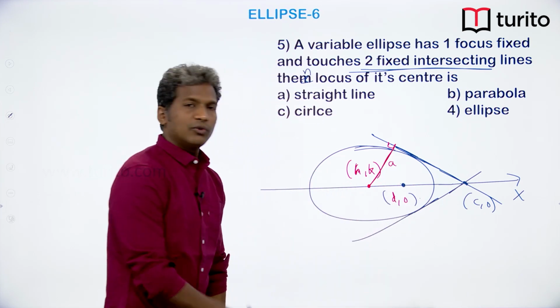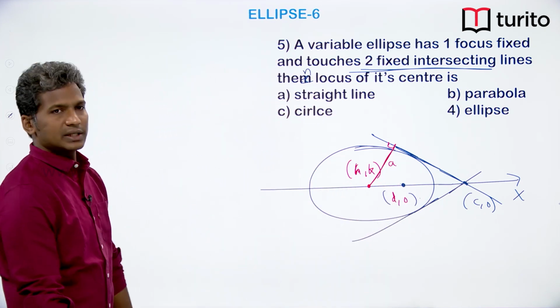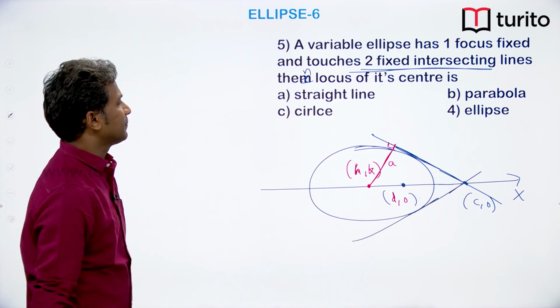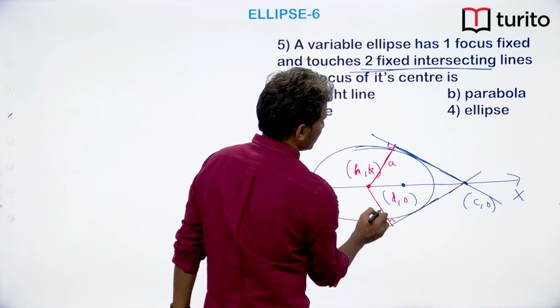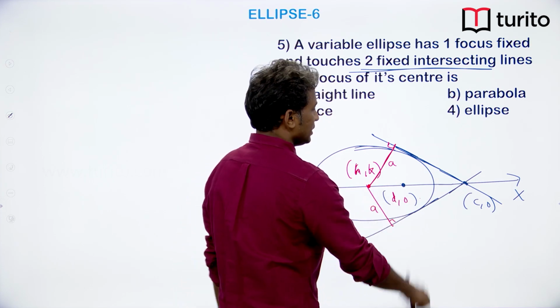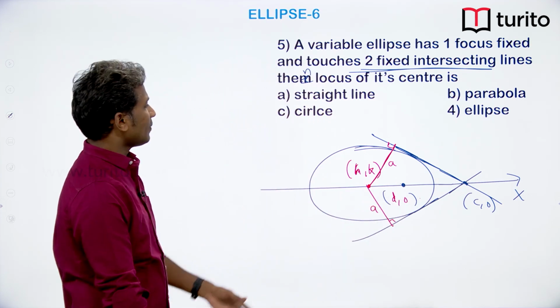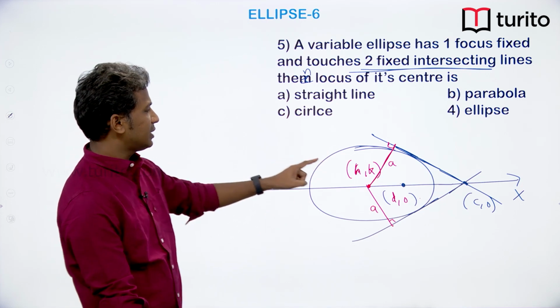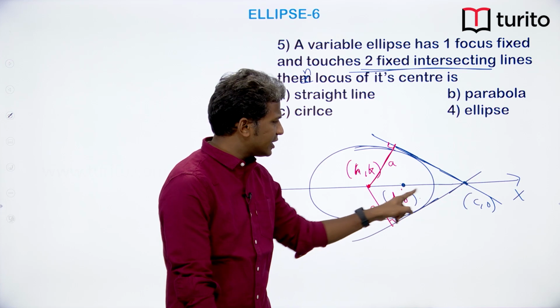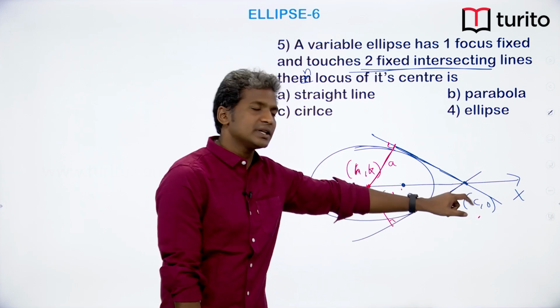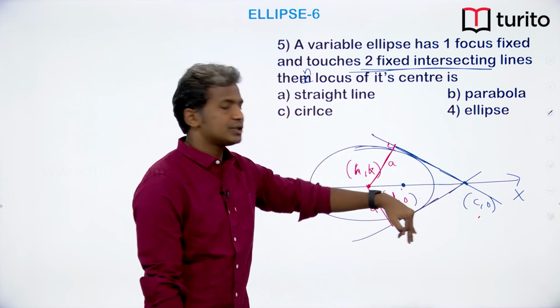And what is a? A becomes the length of the semi major axis. So that means from this line also, the distance must be a only. Using this idea, we can try to get the locus of (h, k). But this focus is fixed, this point of intersection is fixed, and these two lines are also fixed.